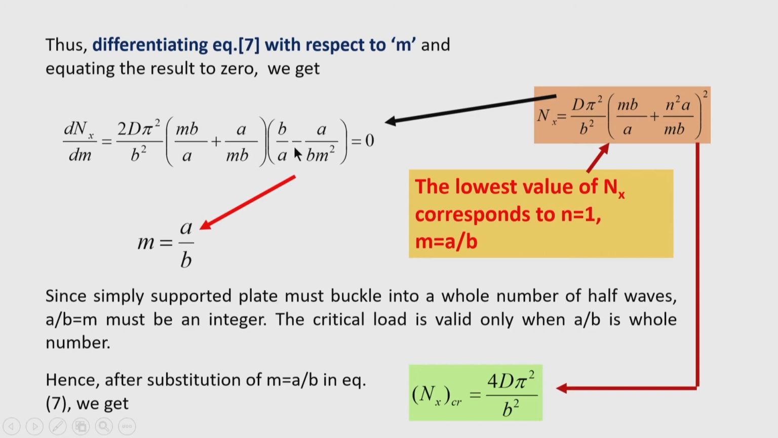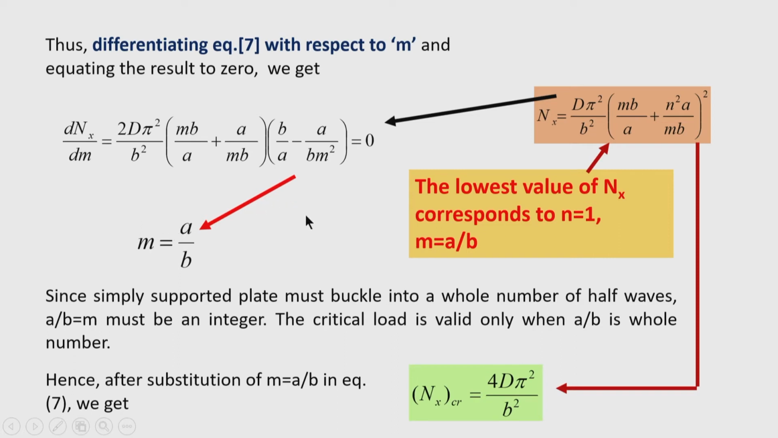So, equating these to be 0, we get m is equal to a by b. Okay. So, now it is clear that the number of half waves in the plate is a by b, that is the aspect ratio. So, since a simply supported plate must buckle into a whole number of half waves, a by b must be an integer now, because m is an integer value. So, it cannot be other than integers.